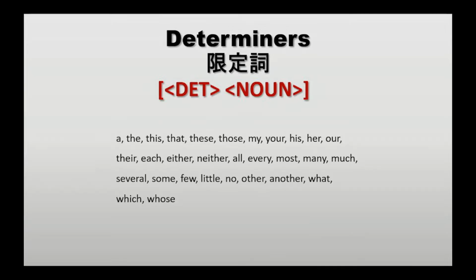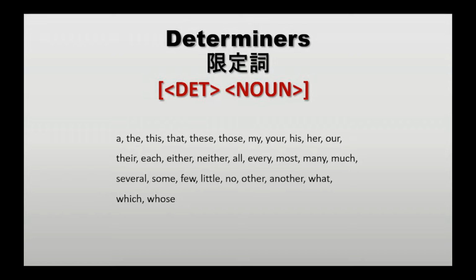So if we go over here, we can see what are determiners. So look at here: the, this, that, these, those, my, your, his, her, our, their, each, neither, all, every, most. Today we're talking about most, and look here, most is also a determiner. It's also an adjective too, but we'll talk about that soon. Many, much, several, some, few, little, no, other, another, what, which, and whose. So the use of determiners, how to use determiners, when to use determiners is very important in English, and we will cover that in a future lesson.